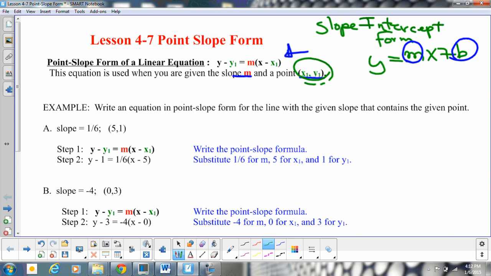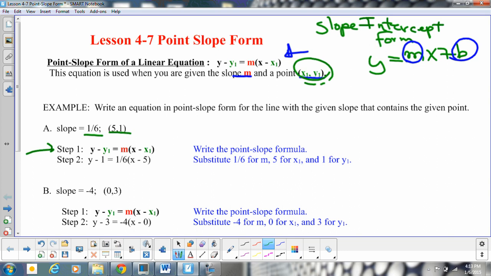Well, how will we use this? Let's look at some examples. So, for example, if you're asked to write an equation in point slope form, and you're given a slope and a point, all you do is plug it in. So we're going to start with that formula. Write it down: y minus y1 equals m times x minus x1. And then you simply plug in the values you're given.